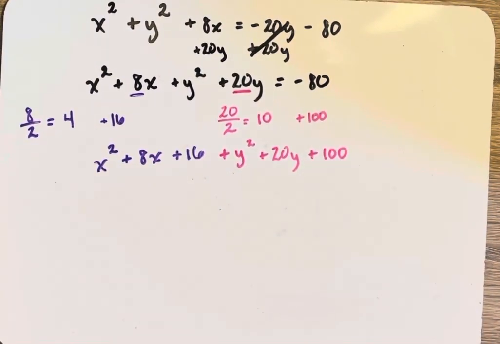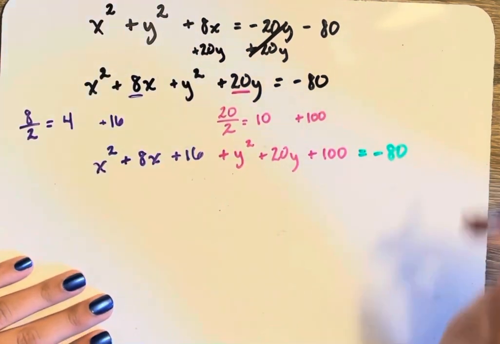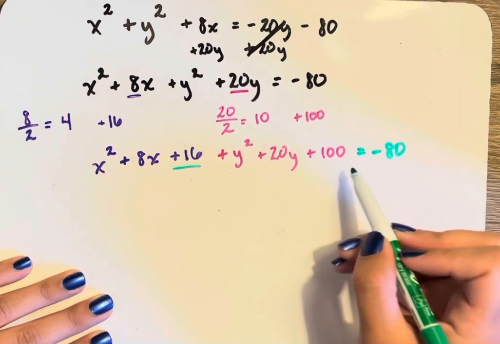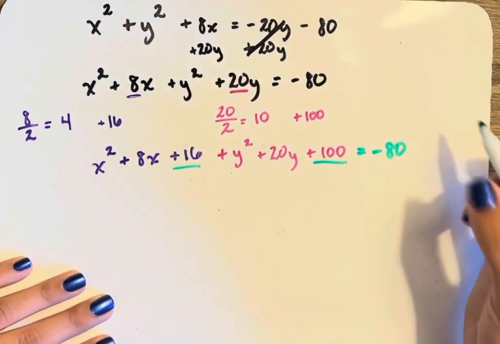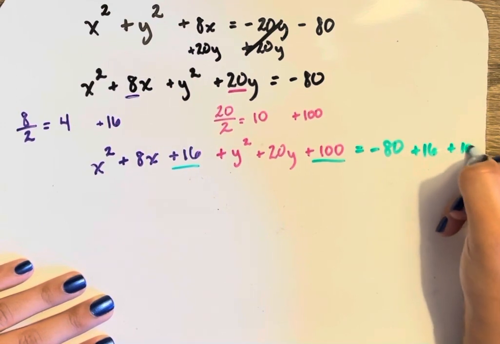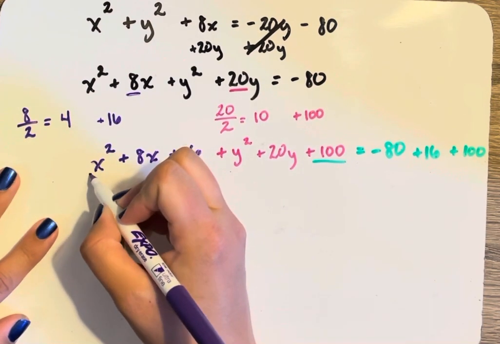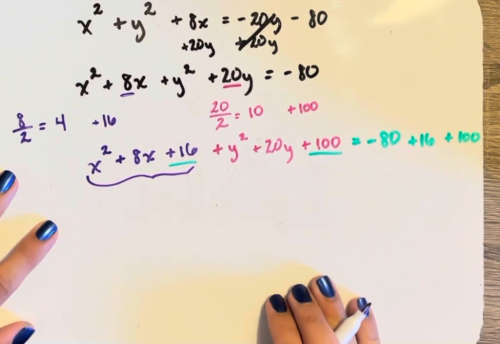That is all equal to negative 80, but remember, anything I do on the left side, I also have to do on the right side. So I must also add 16 and add 100. Okay, so now I'm going to focus on each of these trinomials.